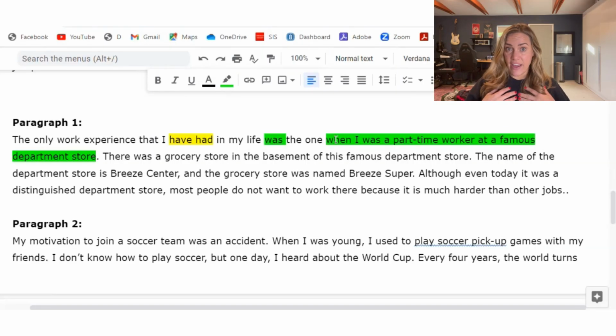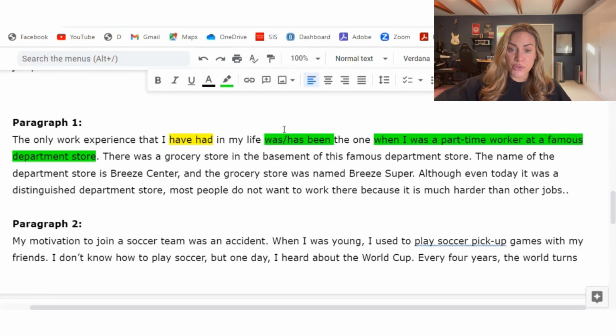So actually it works. So we shifted to the past, but there was a reason for it. And you can see that reason right here in this time clause, okay? So the only work experience that I have had in my whole life from the beginning until now was past when I was a part-time worker at a famous department store, okay? You could technically also say has been the one when I was a part-time worker at a famous department store.